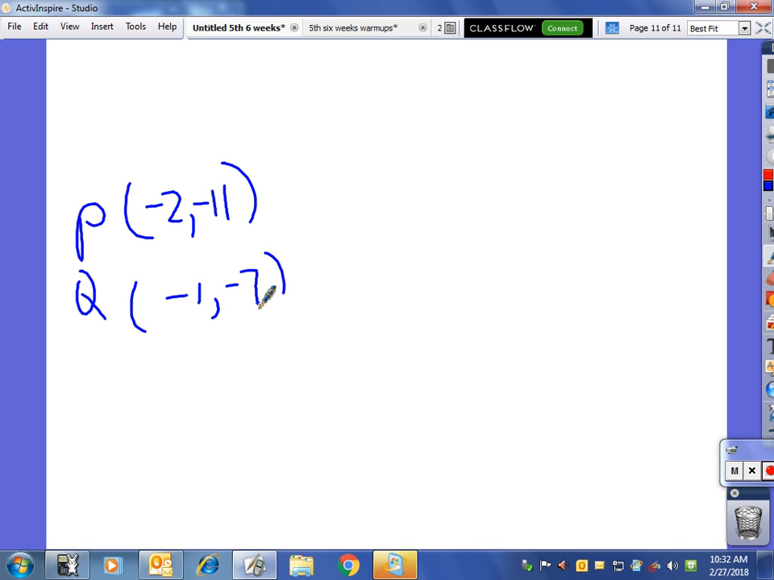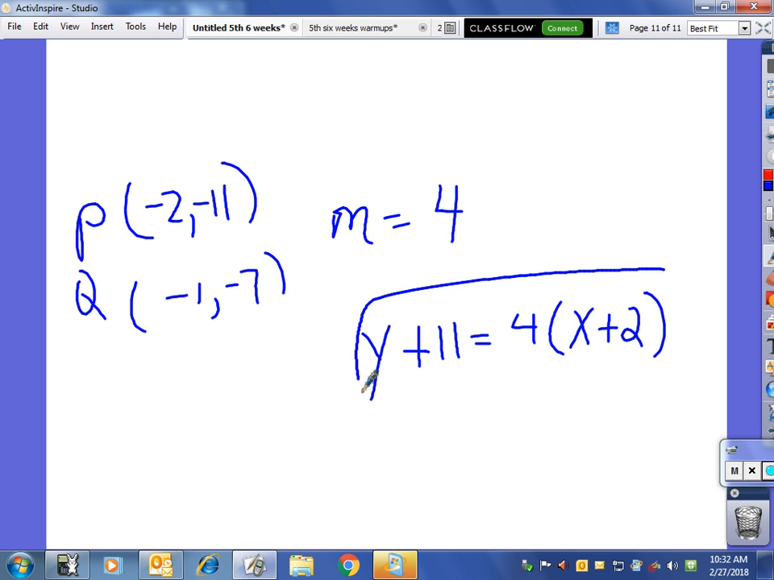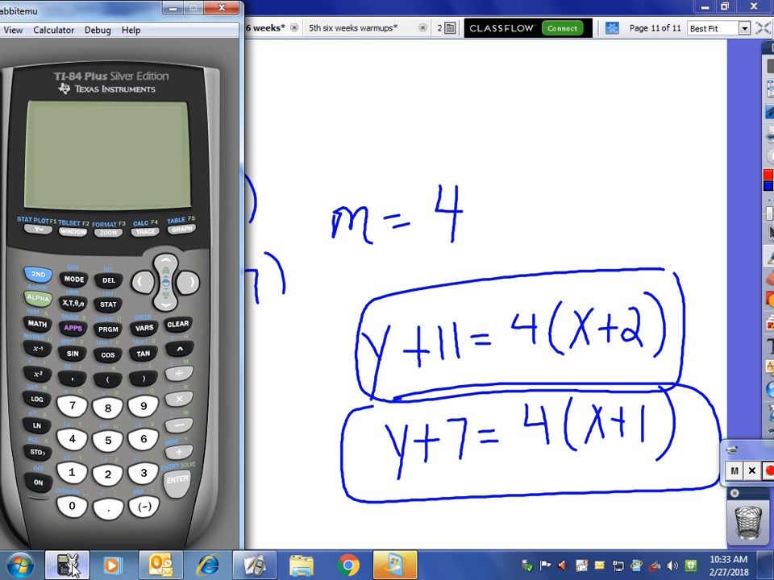What's the slope of this one? Yeah, it was a nice whole number slope. The slope is 4. What point did I tell you to use for the next step? P. So this would be y plus 11 equals 4 parentheses x plus 2. If we had used the other point, it would have looked like this. Y plus 7 equals 4 parentheses x plus 1. Do those look alike at all? No, but guess what? They are the same line.